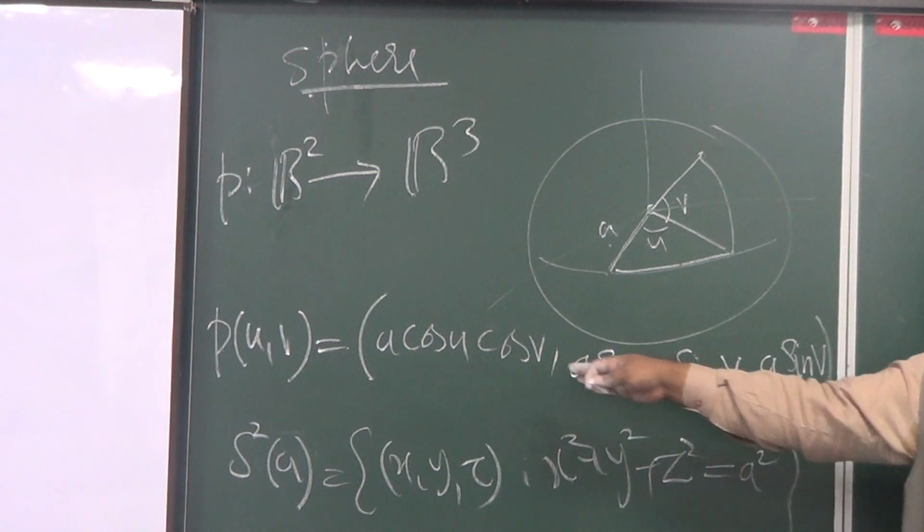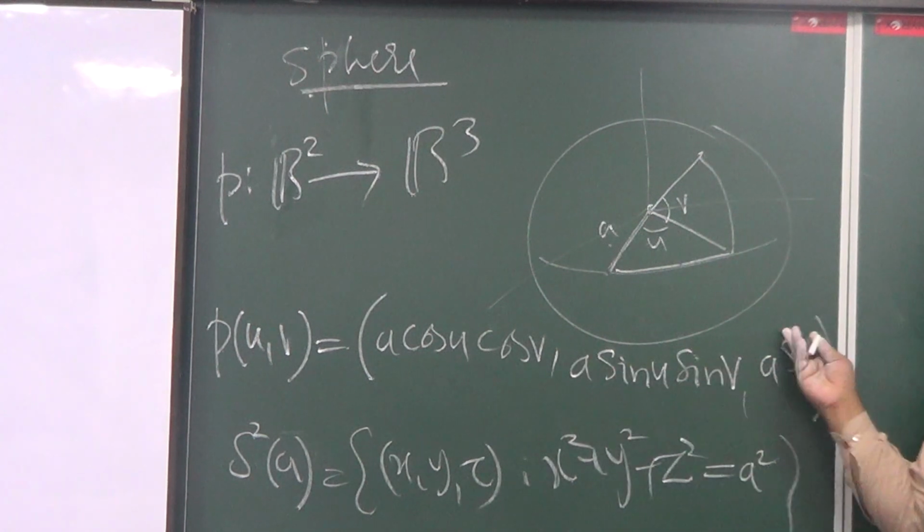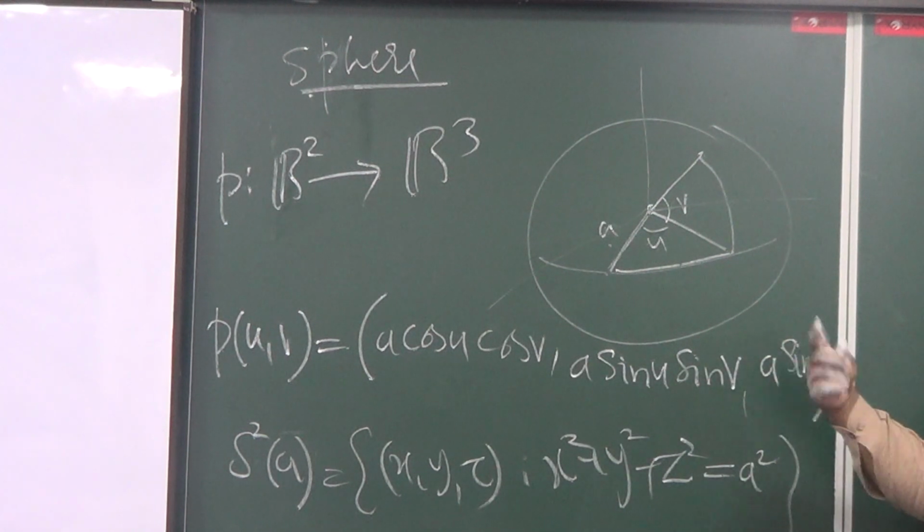So everything is smooth. Every component is smooth: sine, cos, and they are smooth maps. You can differentiate them as many times as we like. So what would be the regularity?